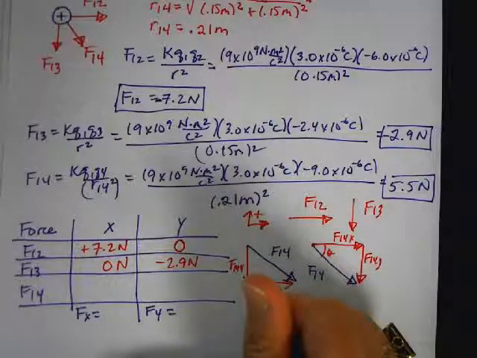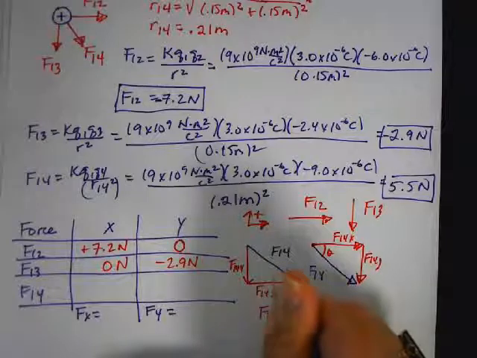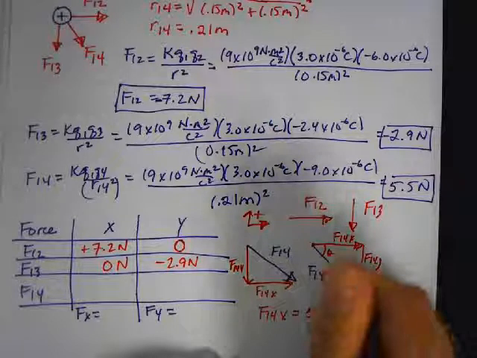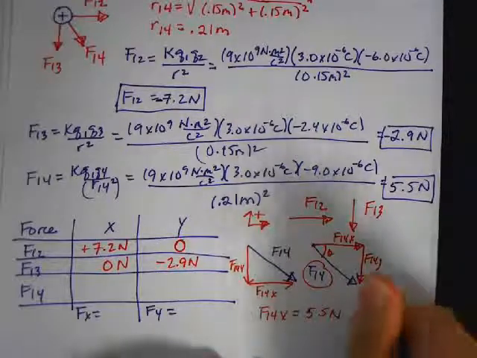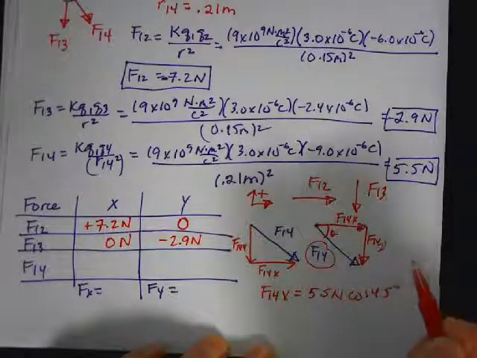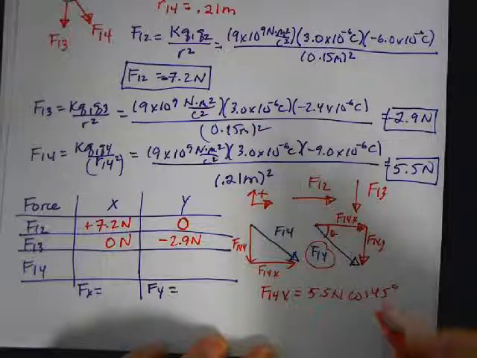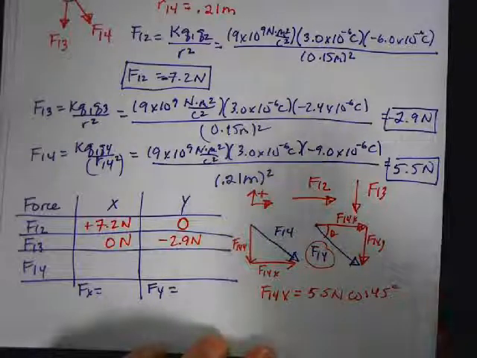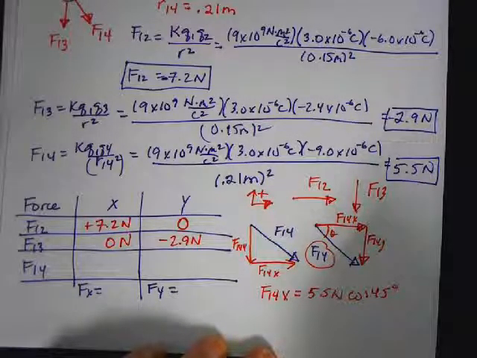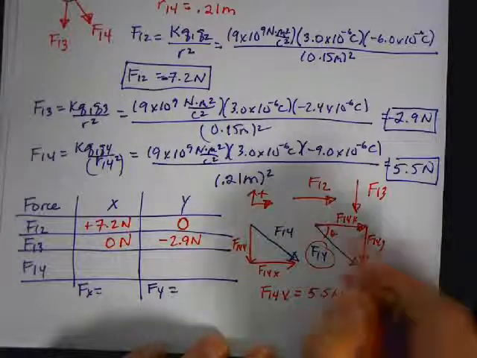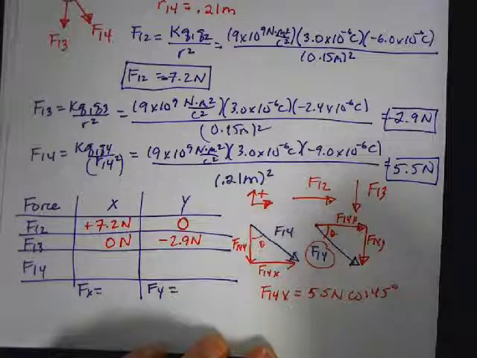So F14X is equal to 5.5 newtons, that's F14, times the cosine of 45 degrees. How did I get that? Okay, well, this triangle I know is an isosceles triangle, and remember isosceles triangles are 45, 45, 90? Because it's an isosceles right triangle. So either way I do this, that angle there is 45 degrees because it's an isosceles right triangle.